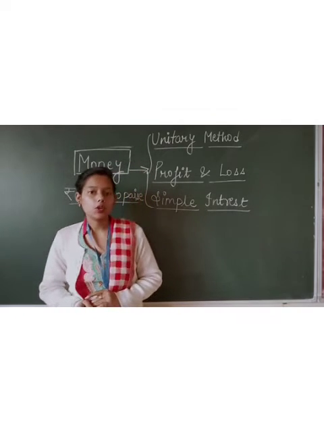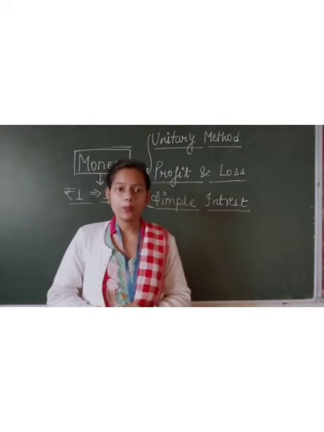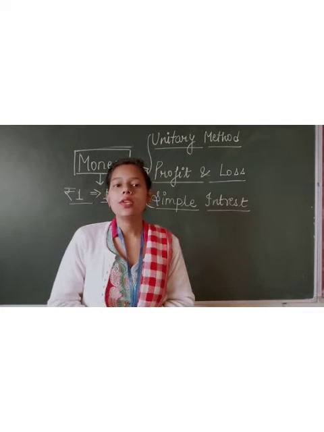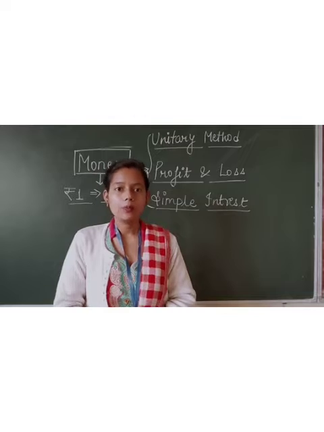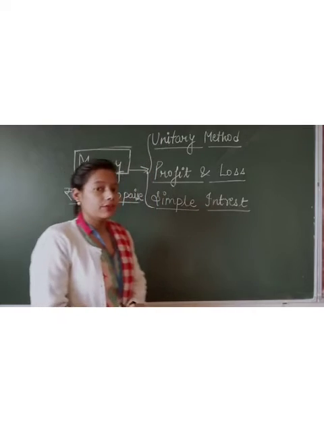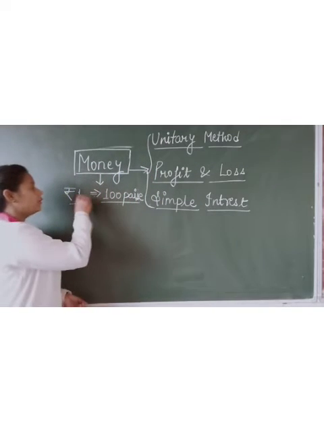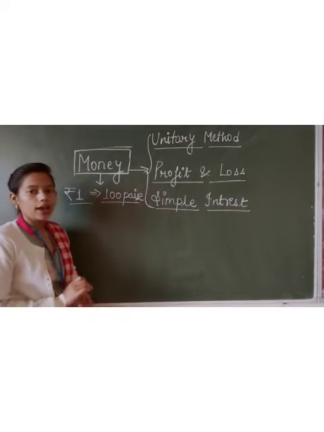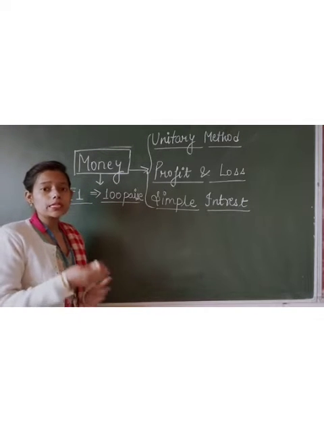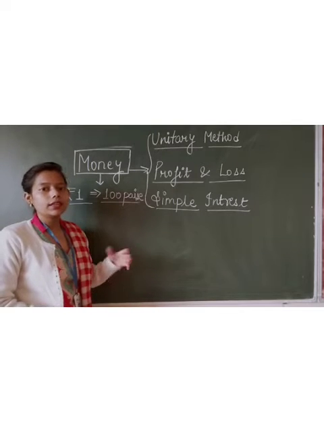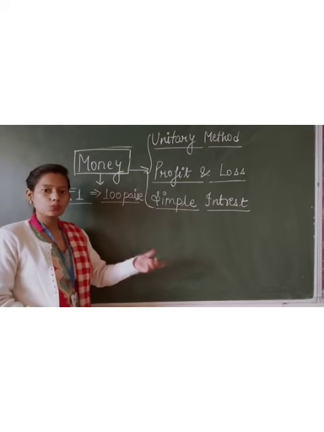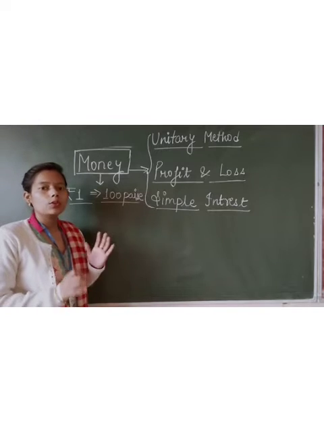Students, as we all know, our national currency is the rupee. In our previous class we have already learned about the conversion of rupee to paise and paise to rupee. We already know that 1 rupee is equal to 100 paise. So 2 rupees is equal to how many paise? It is 200 paise. Similarly, we can convert rupees into paise or paise into rupees.